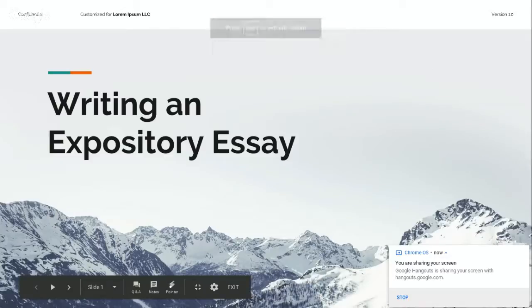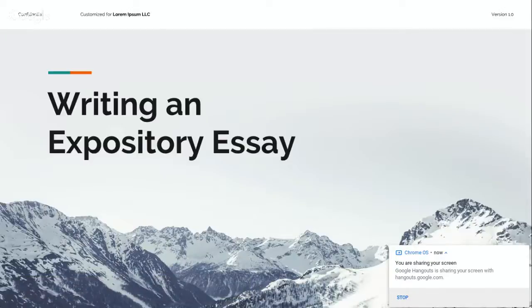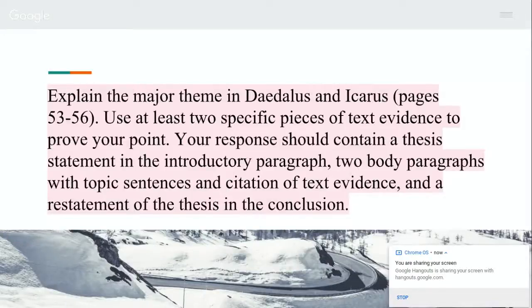Basically, an expository essay is just explaining something. And one of the ways that you explain things is by organizing your thoughts ahead of time. So brainstorming out your thesis and your two topic sentences are key. The prompt that you've been given is to explain the major theme in Daedalus and Icarus, pages 53 through 56, and to use at least two specific pieces of text evidence to prove your point. Now, this right here, two pieces of text evidence, that's showing you your two body paragraphs.